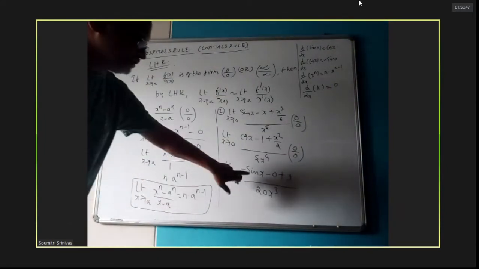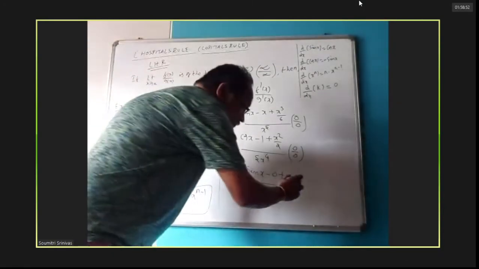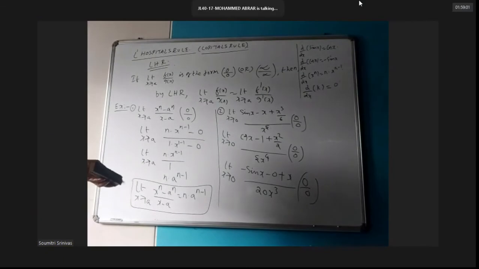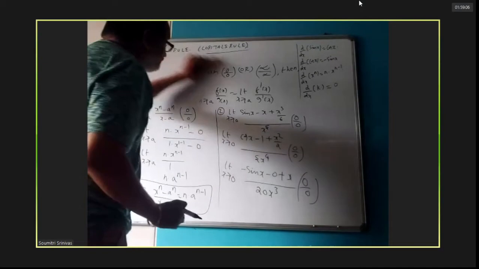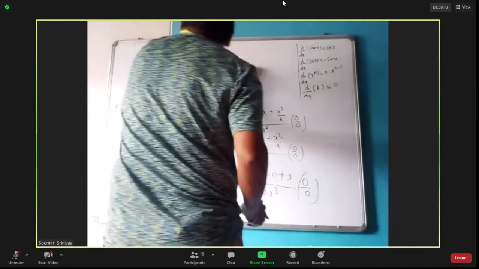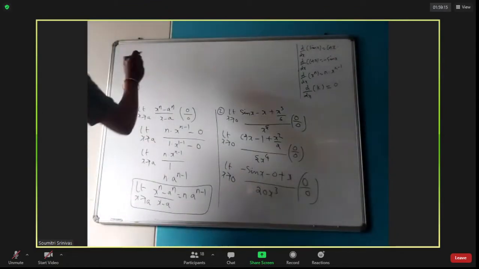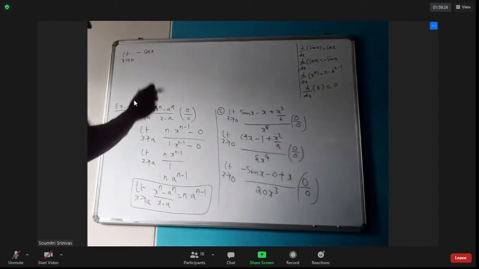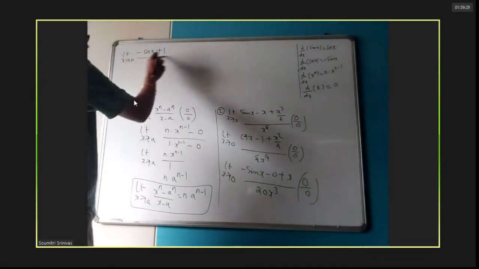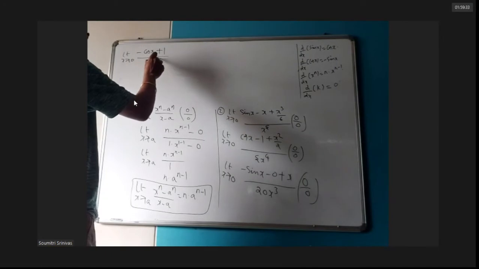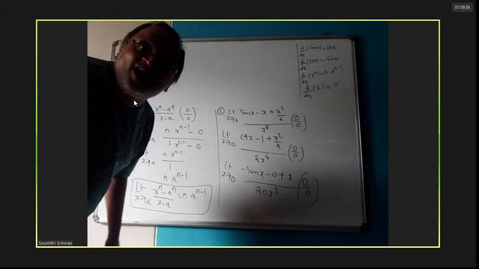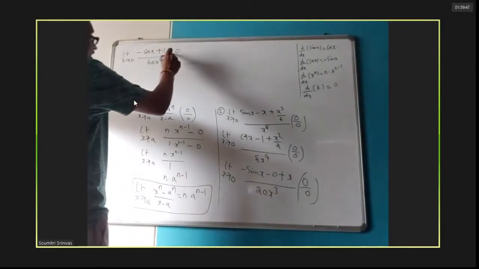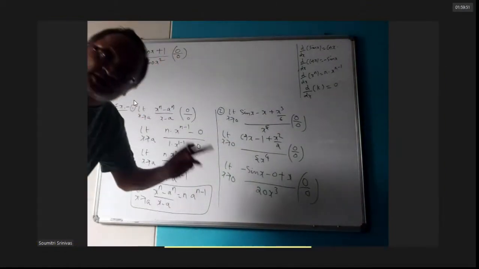लिमिट अप्लाई करो. 0 by 0 form, L'Hospital जिंदा. Yes, sir. Now again apply LH rule. Limit x goes to 0, minus sin x derivative is minus cos x, x derivative 1, 20x cube derivative 60x square. x कहाँ जा रहा है? 0 जा रहा है, cos 0 is 1. So what does it become, sir? Numerator 0. Is LH rule जिंदा? Yes.